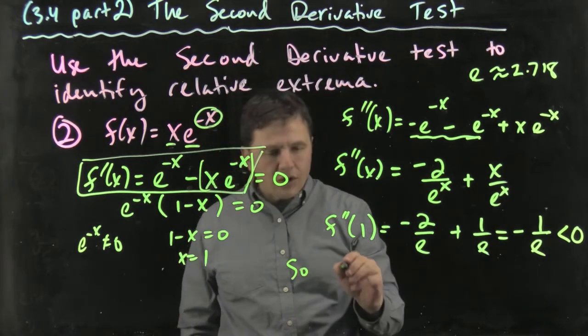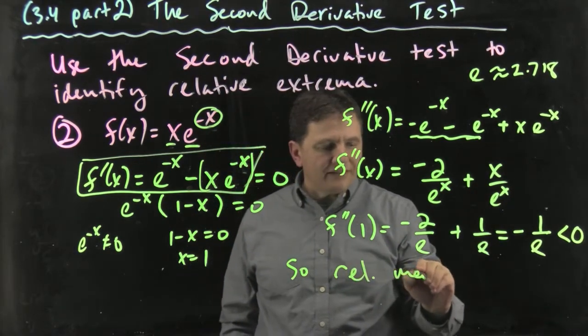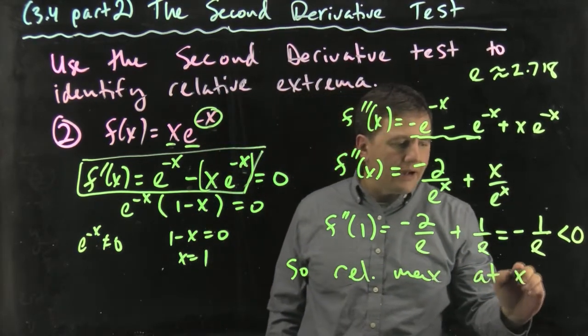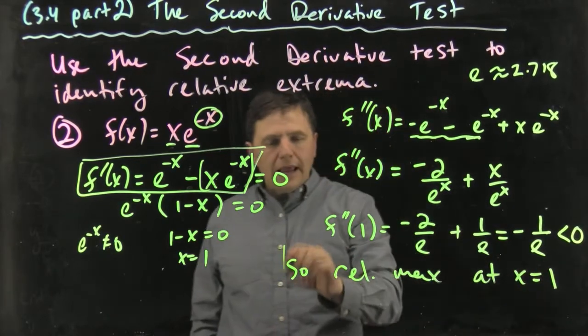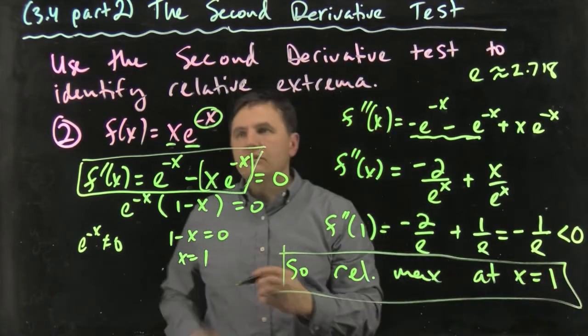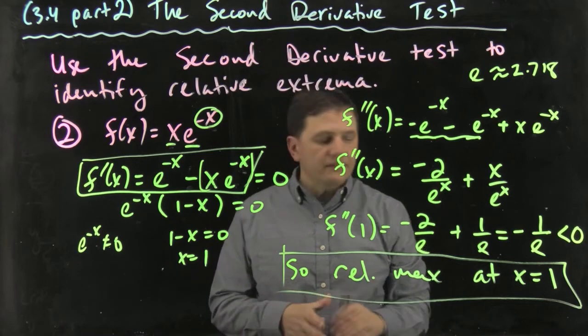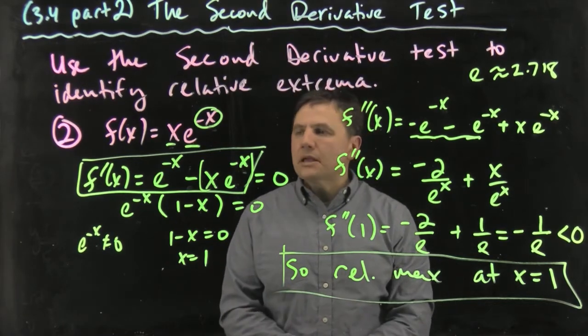So we have a relative max at x equals 1, and we are done. So that's the double derivative test. Yep, that's about it.